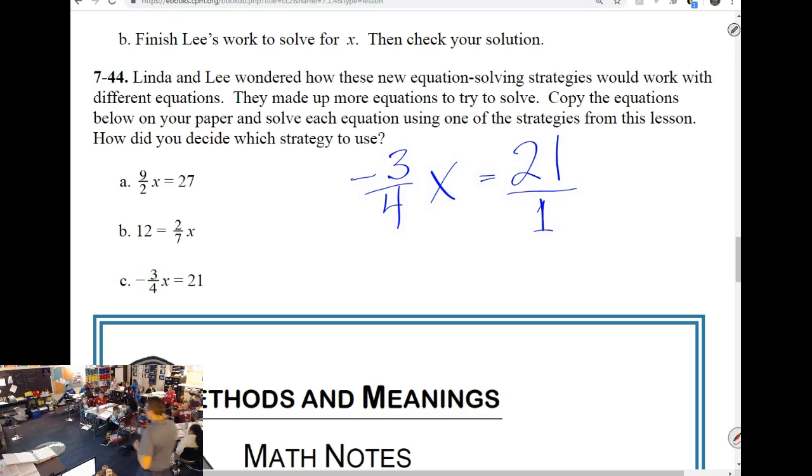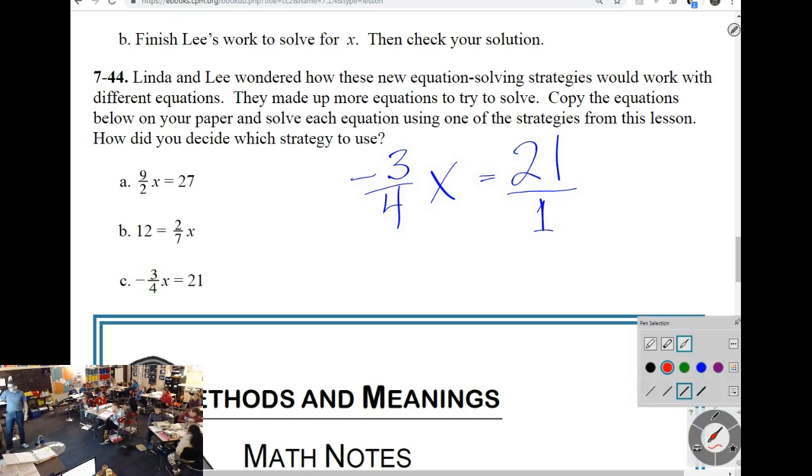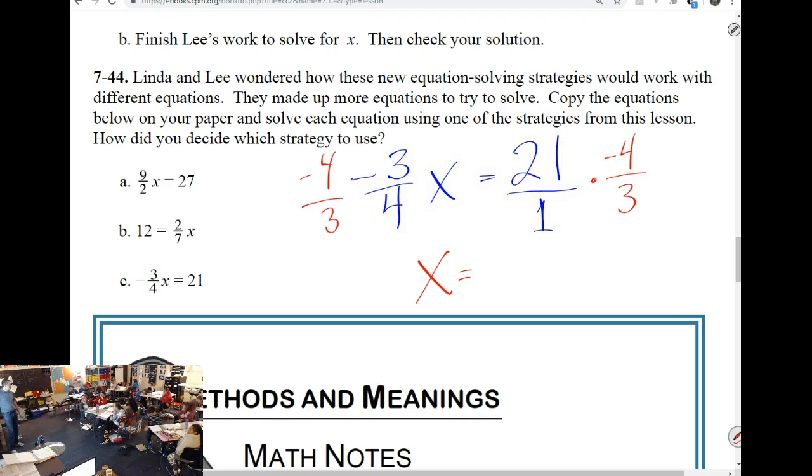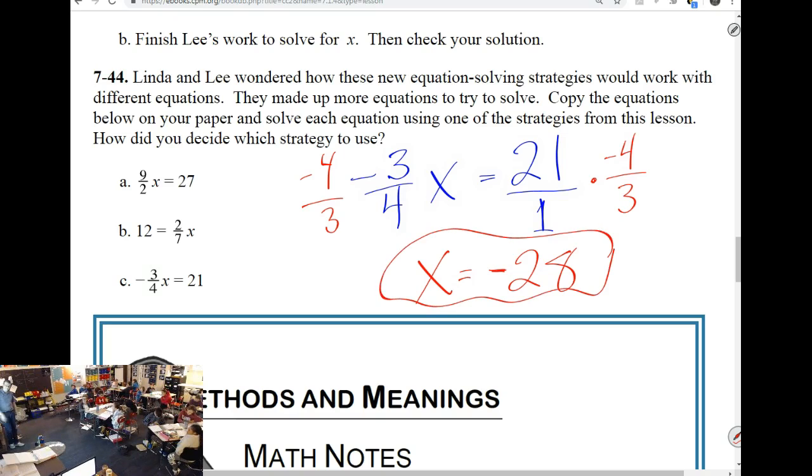Negative 4/3. I said it right. So be careful. When I do that on the left, I know what happens over here, right? This is going to just all cancel out and this becomes X. But then multiply by negative 4/3. What's going to happen with my answer? It's going to be negative. What's 21 divided by 3? 7. What's 7 times 4? 28. I did a thing. Yay. This is easy. Hence why we're done with that lesson.